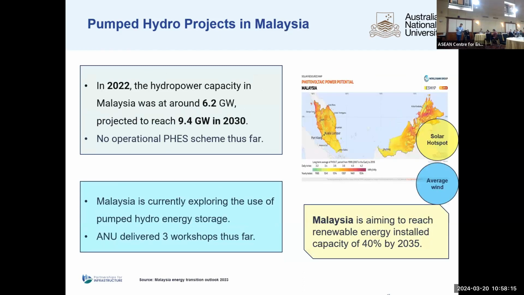In Malaysia, the hydropower capacity is about 6.2 gigawatt, with no operational pumped hydro thus far. Malaysia is currently exploring the use of pumped hydro for energy storage. ANU has delivered 3 workshops there thus far. Malaysia is also aiming to reach a renewable energy installed capacity of 40% by 2035. They have good solar potential and average wind.